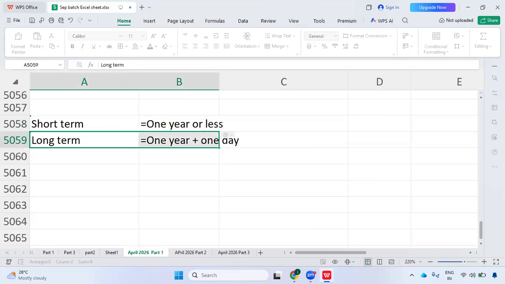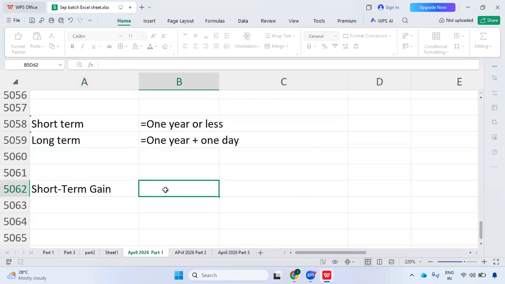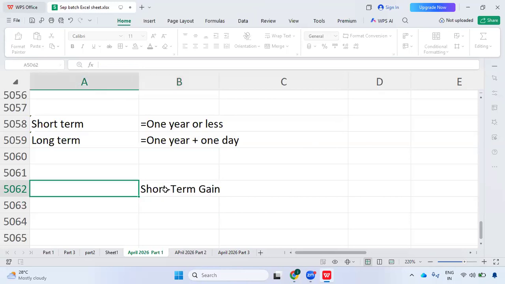Is it really important, short term or long term? Yes, it is important because of tax rates. If a taxpayer has a short term gain and a long term gain, will he pay taxes on both gains at the same rate? No, different rates. Because of?